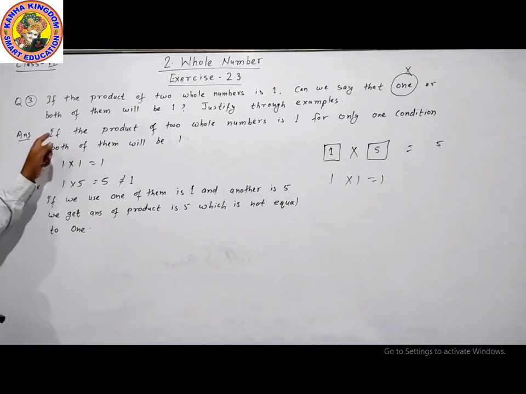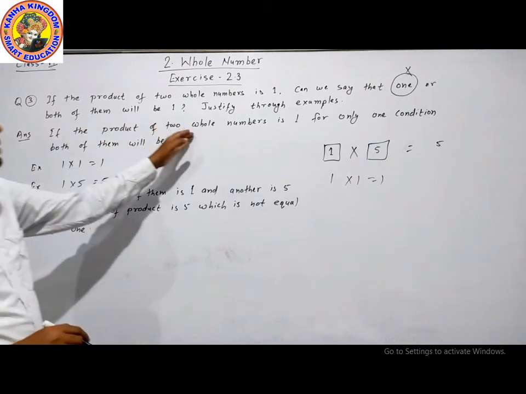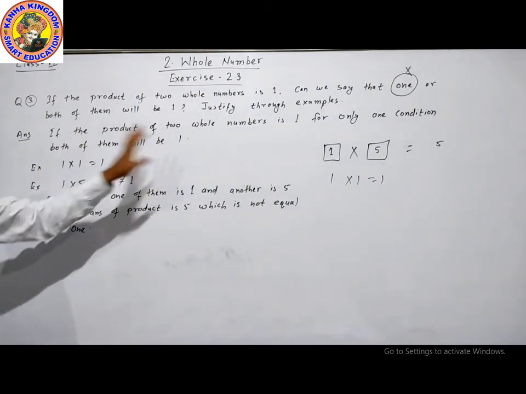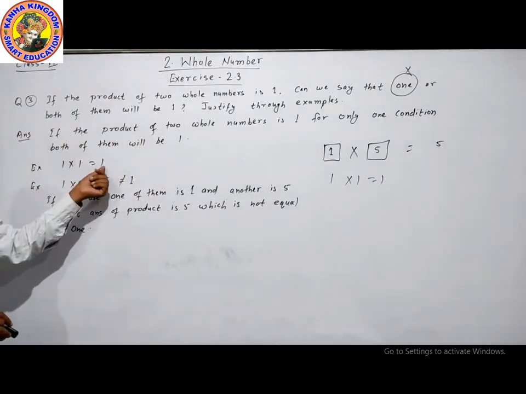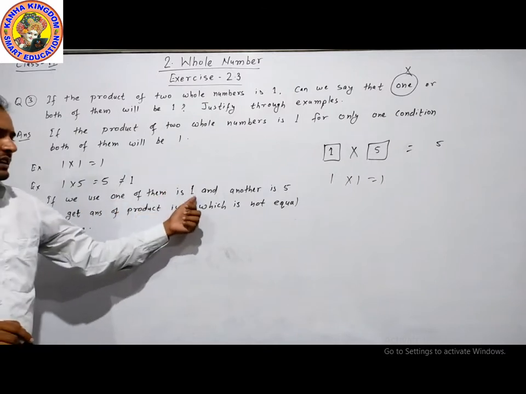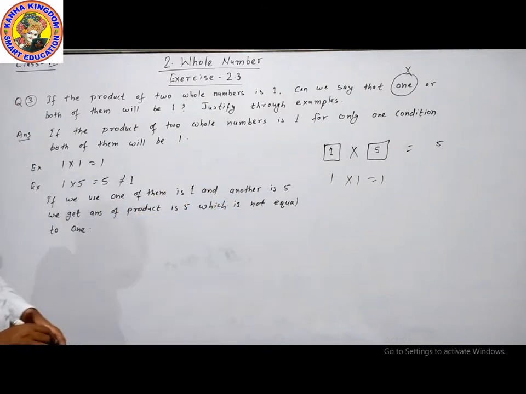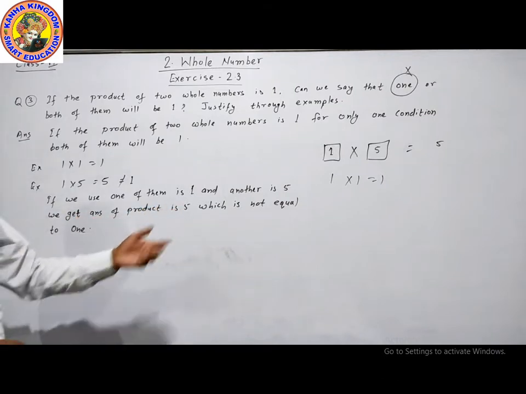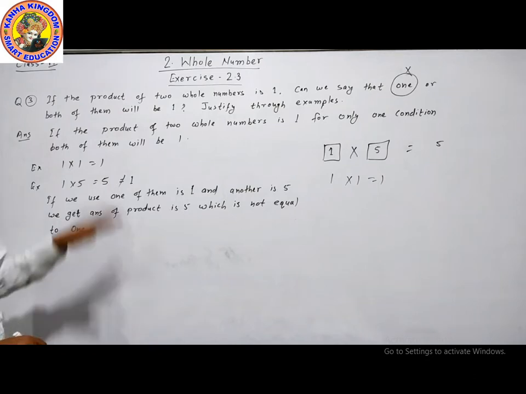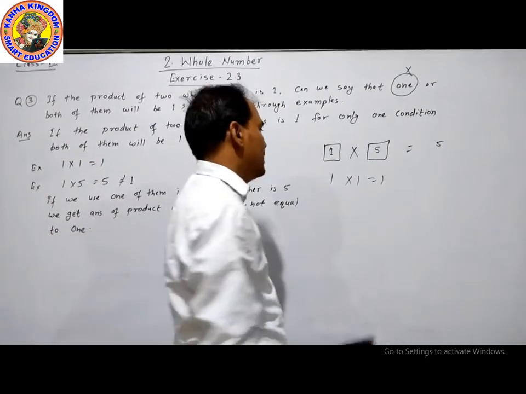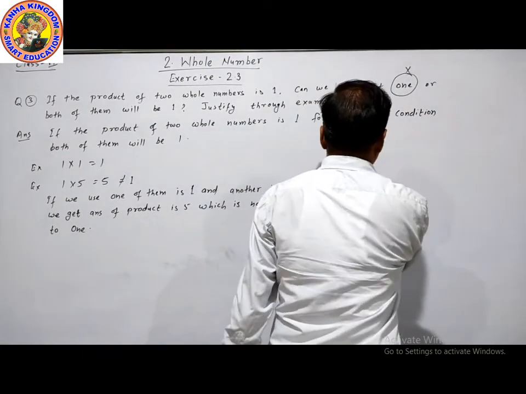The product of two whole numbers is 1 for only one condition, both of them will be 1. 1 into 1 will get 1. If one of them is 1 and another is any digit, for example 5, we get the product 5, which is not equal to 1. So only when both of them are 1. You can take a screenshot of this. We will move to our next question.